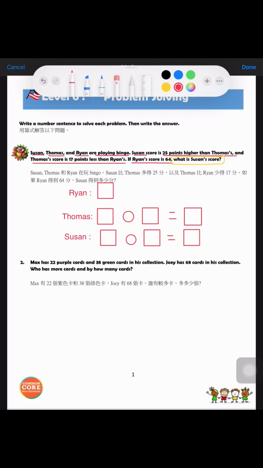First, we know that Ryan's score is 64. How about Thomas' score? Thomas' score is 17 points less than Ryan's. So we may duplicate 64 points, which is Ryan's score. Since Thomas is less than Ryan, we can minus 17, equals to 47.